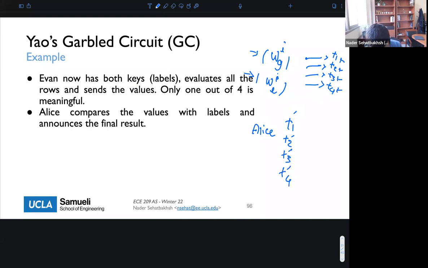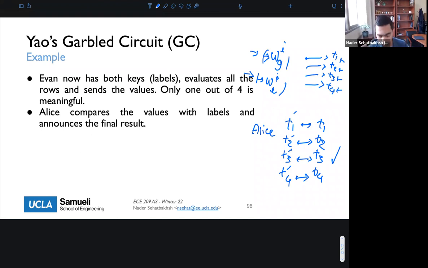What happens here is that when we are sending this, we are sending T1, T2, T3, and T4. Only one of these four matches with these values. The other three are just garbage values, which are not matched, right? The one that matches is the actual one that these two keys correspond to, right? So Even will decrypt all four, send all four, but only one will match.